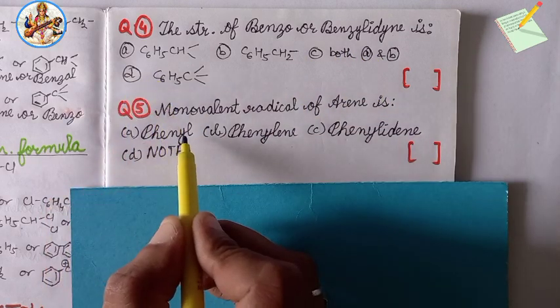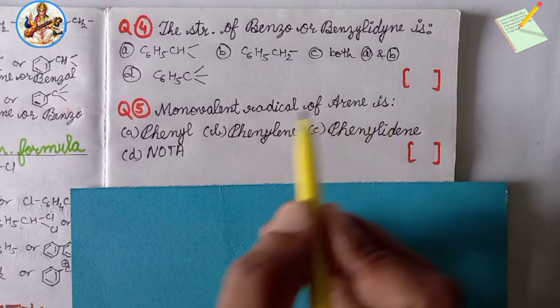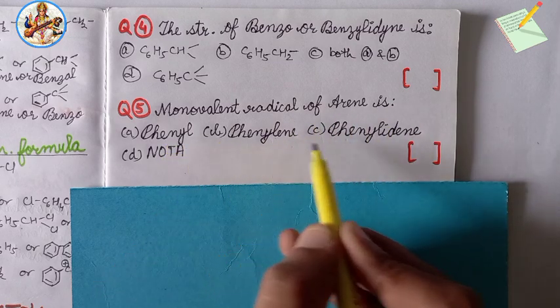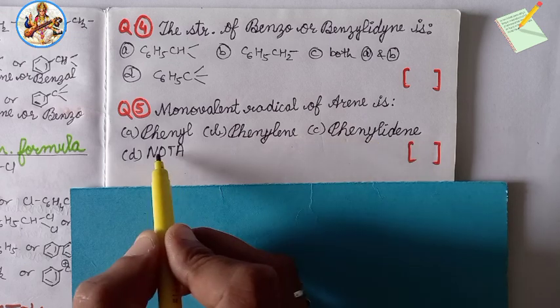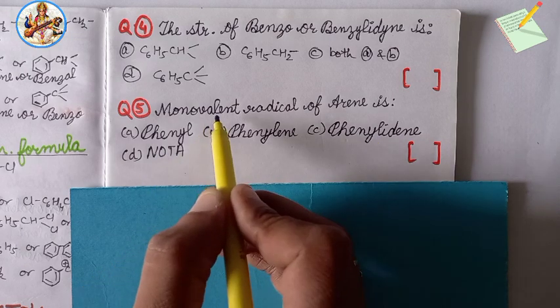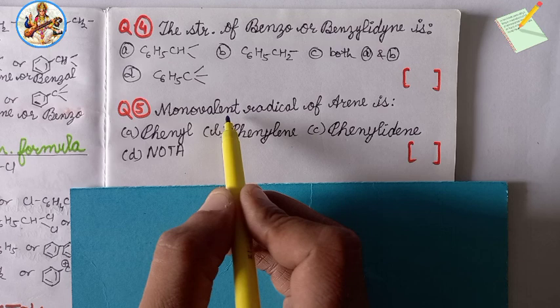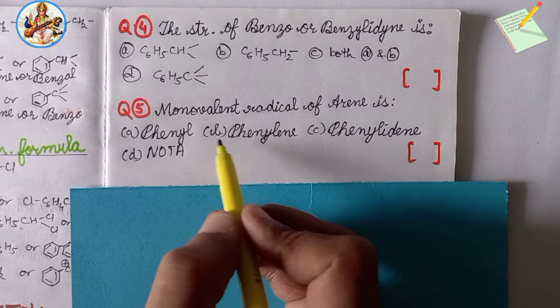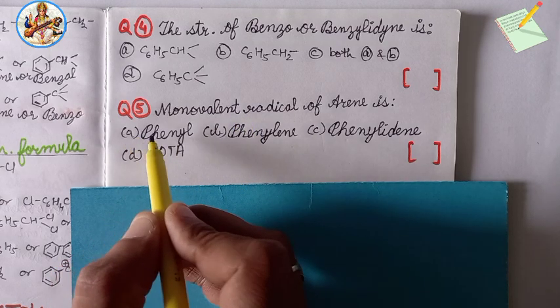Now next question, the monovalent radical of arene is: phenyl, phenylene, phenylidyne, none of the above. We know that for a monovalent radical, the -yl suffix is used, so the answer will be option A.